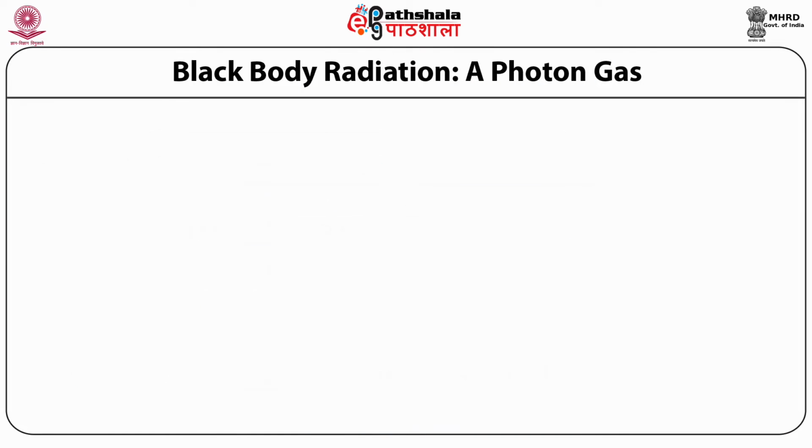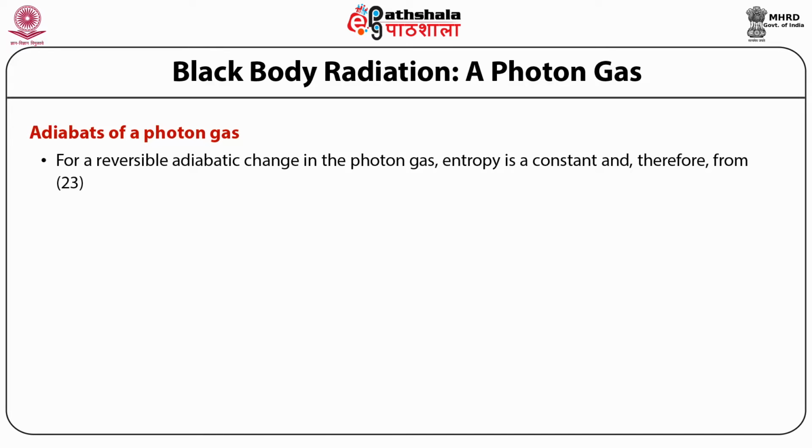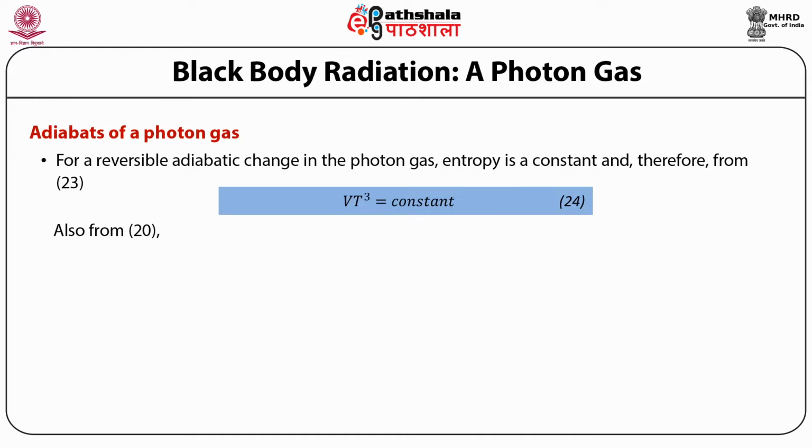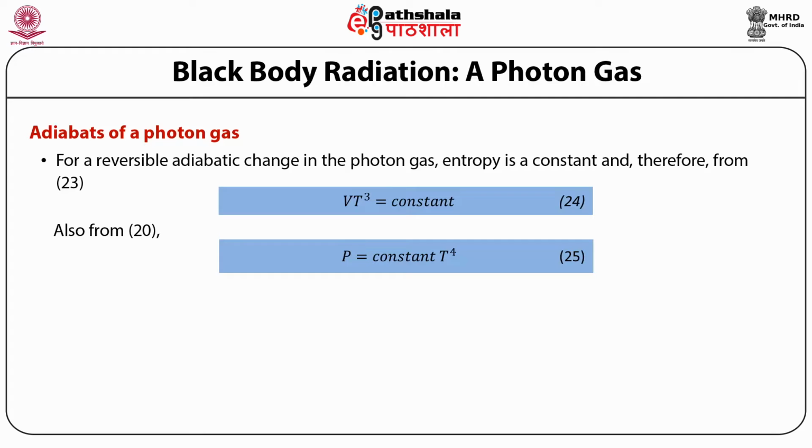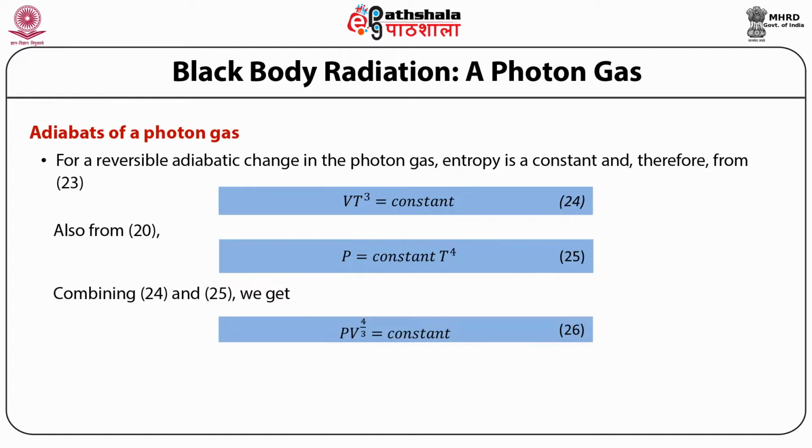Now let us calculate adiabats of a photon gas. For a reversible adiabatic change in the photon gas, entropy is a constant, and therefore from 23 V T raised to power 3 is equal to constant, and also from 20 P is equal to constant times T raised to power 4. Combining 24 and 25, we get PV raised to power 4 by 3 is equal to constant, which is the equation for the adiabat of a photon gas.